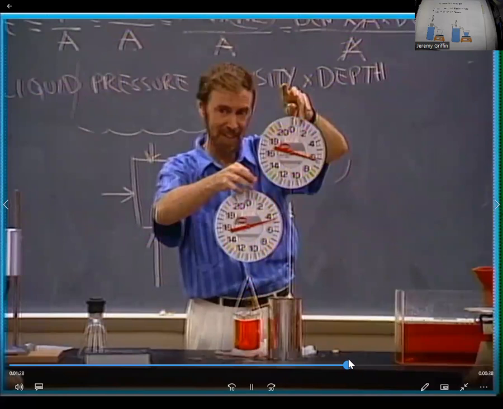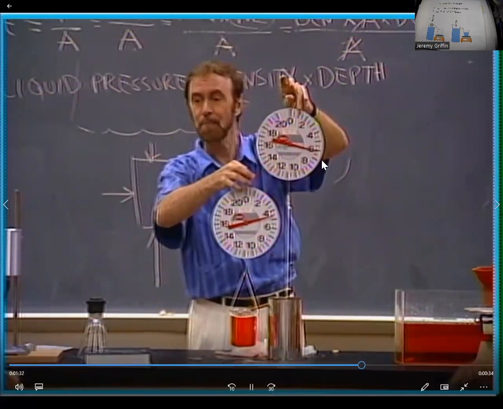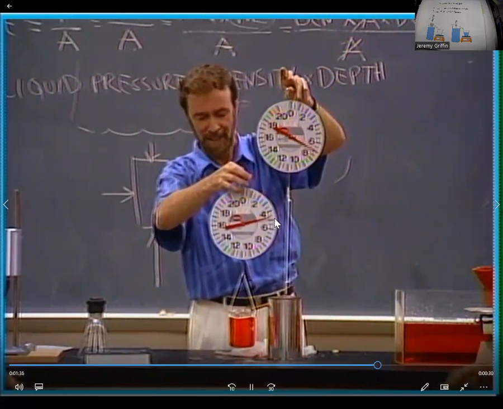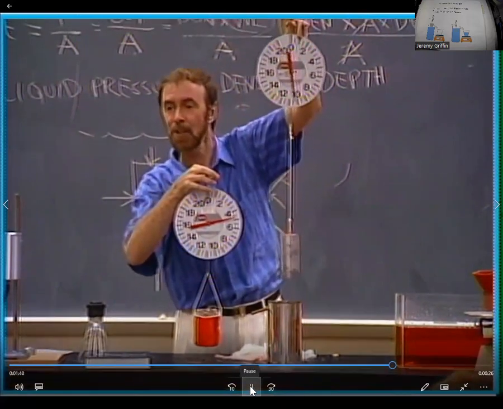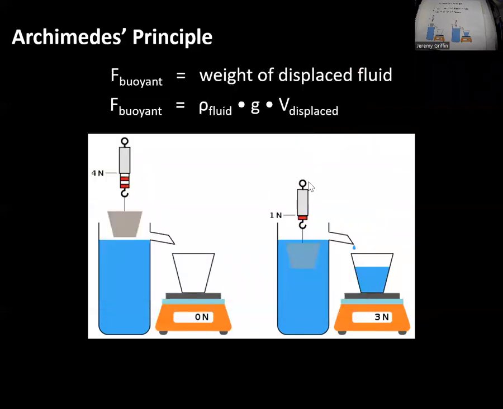So what's the end result of this? Go to about here. You guys see this one has lost 10 down to 6, a loss of 4. This one went from 1 up to almost 5, but he lost a little bit of water, so we'll call it 5. It also gained 4 newtons, right? So see that difference there? All right, so that is exactly what this is showing right here.